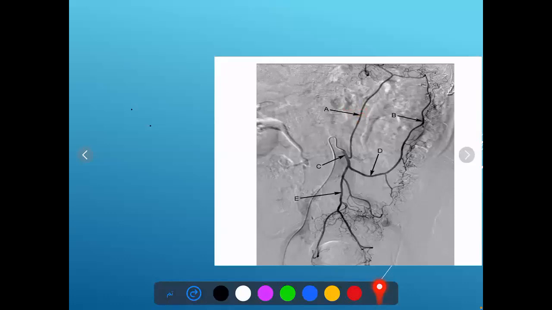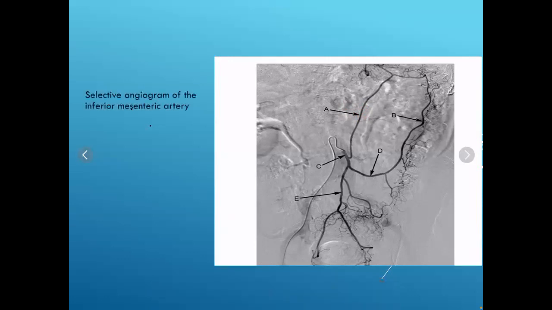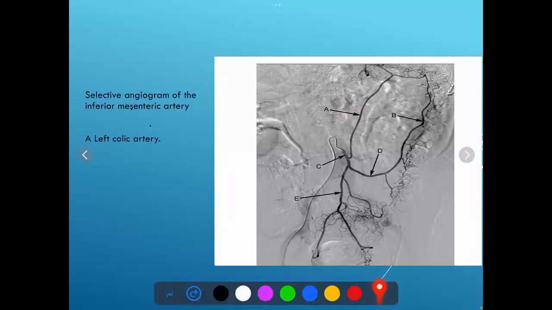This is a conventional angiogram of the inferior mesenteric artery. Number A, left colic artery, the first branch. It is DSA, digital subtraction angiography. So A is the left colic artery.